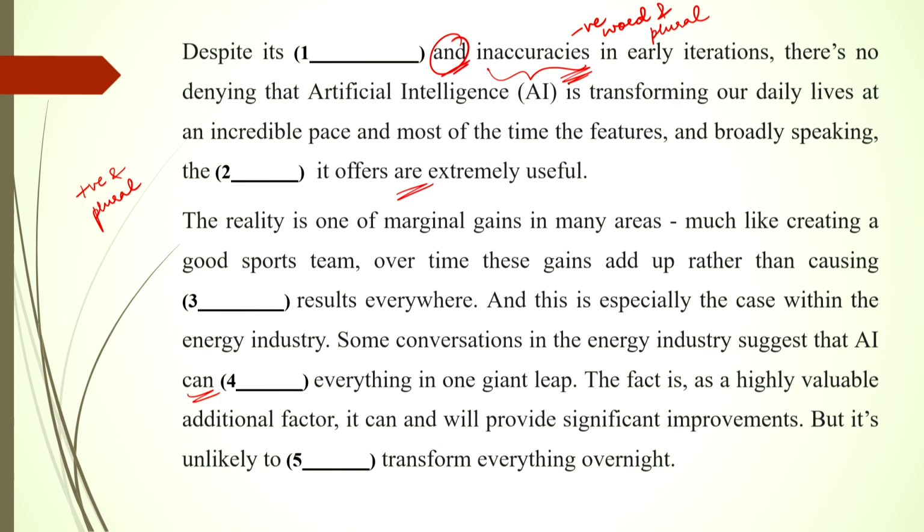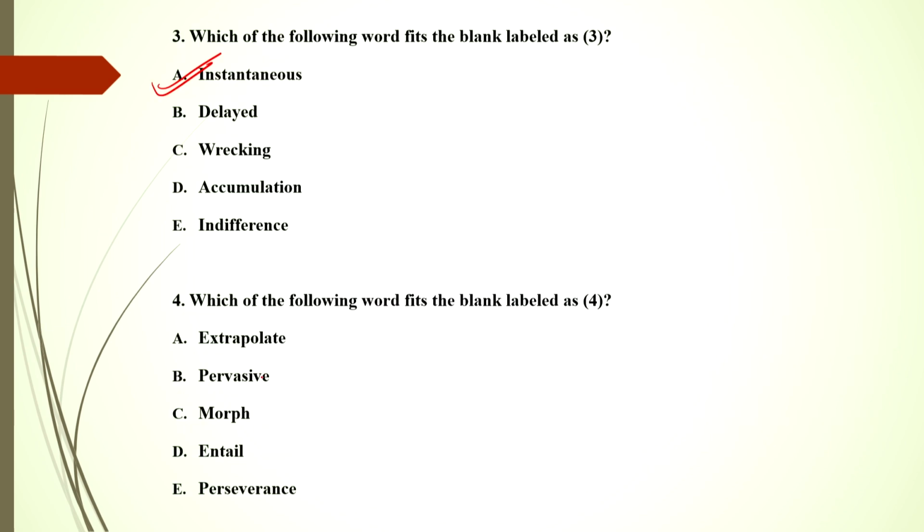Also, on reading the paragraph, it is clear that the word which would fit in blank 4 would mean change or be similar in meaning. Now coming back to the options, let's analyze them. Option A is irrelevant because extrapolate means to predict future outcomes based on known facts. So clearly it is ruled out.